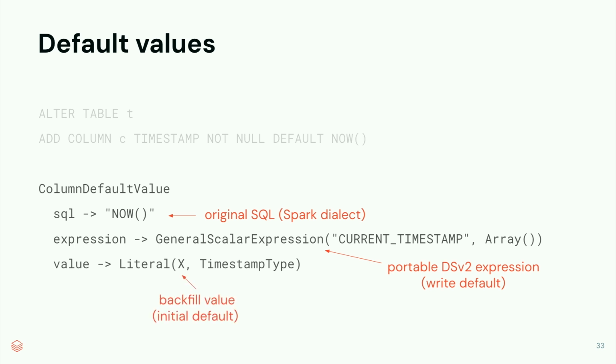And finally, you have what's called the initial default. That's always a literal that represents the value of the expression at the point when the column was added to the table. You can change the write default, but you can never change the initial default after the column is added. This is what's used to backfill all of your previous data. The backfill can be lazy, so you can still insert it every time you read it, but that's the value that you always have to insert for all of the records that existed before.